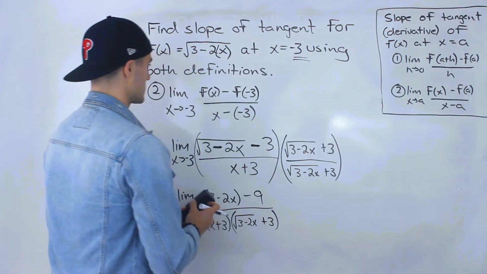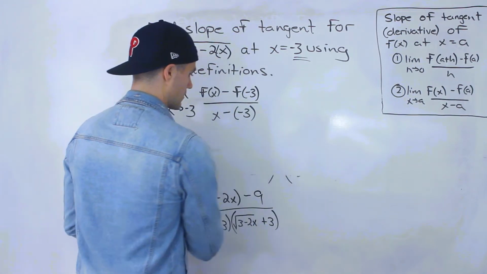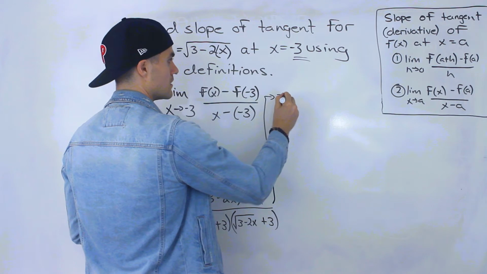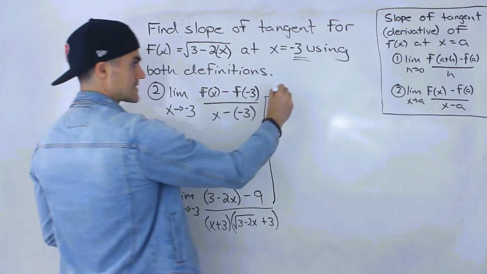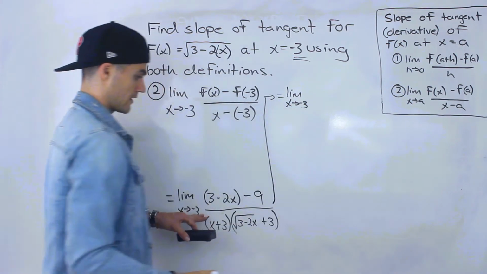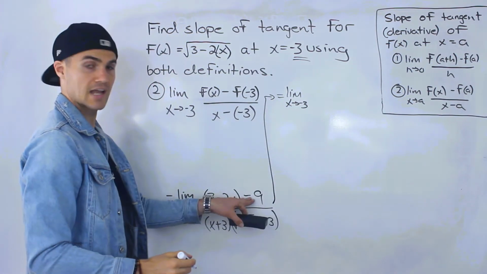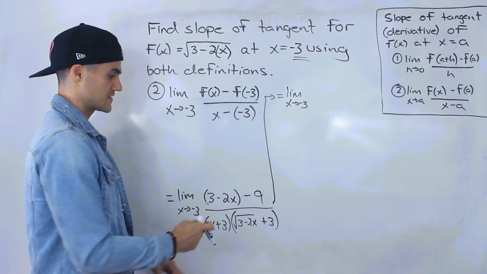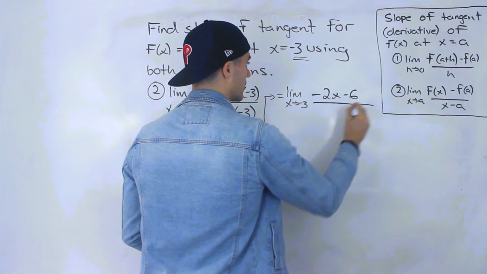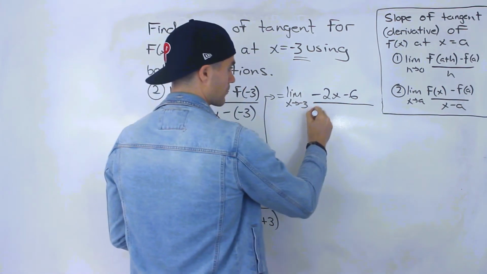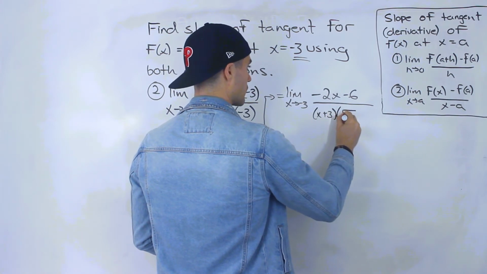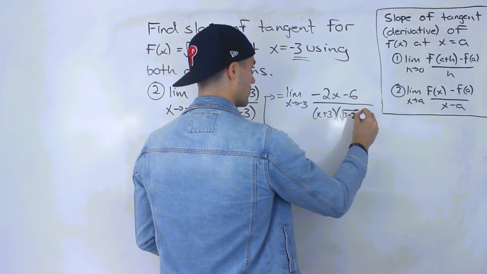Okay, so I'm going to erase this part here, give myself some more room, and I'll continue this up here. So if we simplify the numerator, notice 3 minus 9, those are like terms, that would give us negative 6. So we'd be left with negative 2x minus 6 in the numerator. And then these two, let's keep separate. So we got x plus 3, and then the square root of 3 minus 2x plus 3.